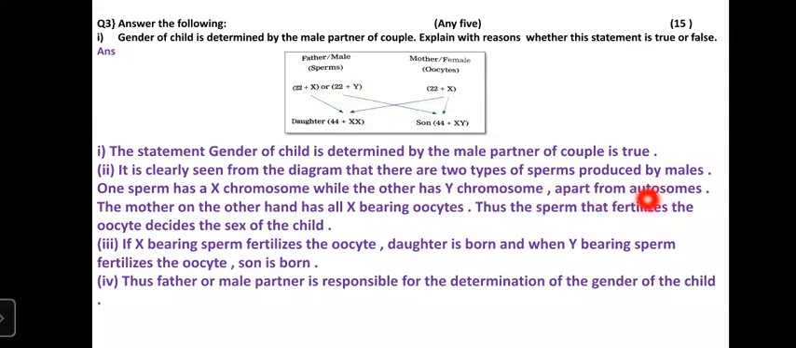Apart from autosomes. Okay, autosomes you know 22, that they are autosomes. The mother on the other hand has all X bearing oocytes. You can see in the picture or diagram. Thus, the sperm that fertilizes the oocyte decides the sex of the child. If X bearing sperm fertilizes the oocyte, daughter is born. When Y bearing sperm, 22 plus Y, fertilizes the oocytes, it results into son. Thus, father or male partner is responsible for the determination of the gender of child. So if you draw the diagram, if you write the statement, very easily you can get your 3 marks. This was your first question.